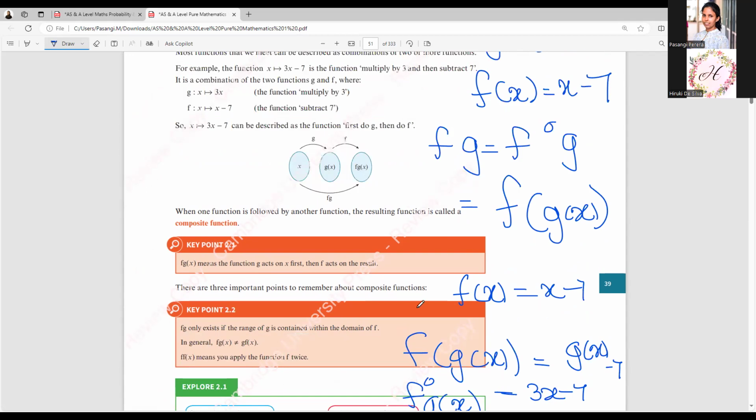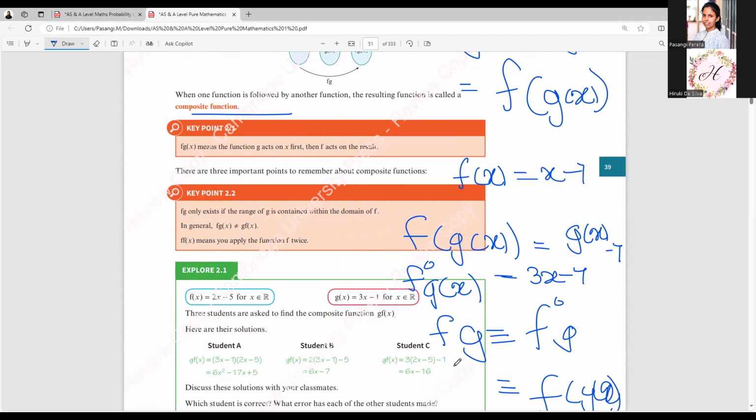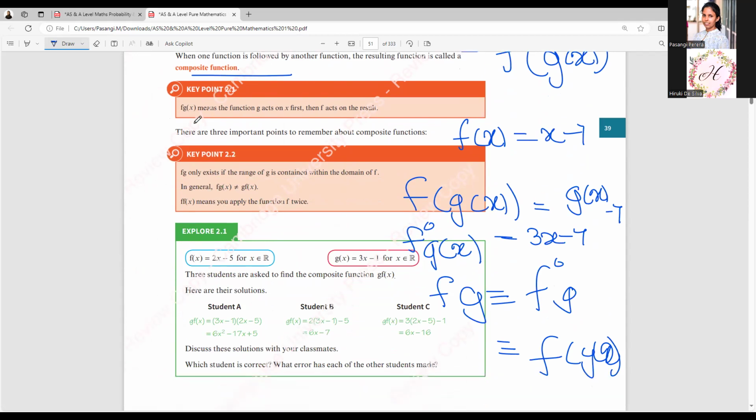I remember this part in the advanced part also. When one function is followed by another function, the resulting function is called a composite function. The final output we call the composite function. And remember, these two are not equal. I have already mentioned that function of gx is not equal to gfx.